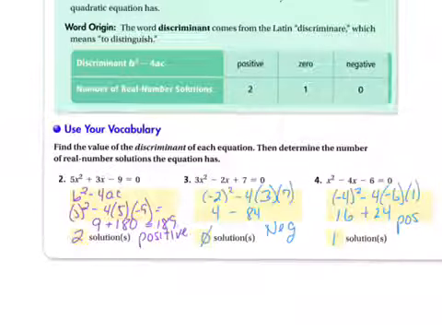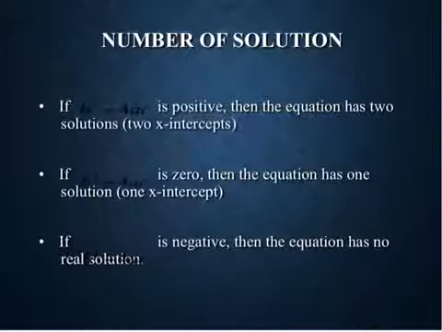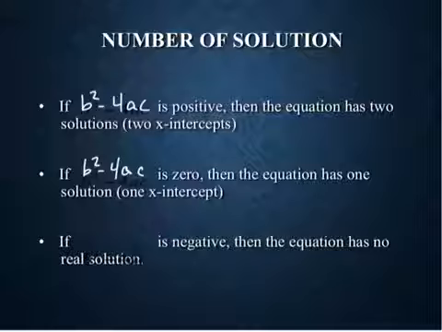How did you do? Well, if you have any questions, make sure you bring them to class. When you're looking for solutions, it's nice to know how many solutions you're looking for. So if the discriminant, b squared minus 4ac, is positive, then the equation has 2 solutions, 2 x-intercepts, 2 places where it crosses the x-axis. If b squared minus 4ac is 0, then the equation has 1 solution. It crosses the x-axis at 1 location. If b squared minus 4ac is negative, then the equation has no real solutions. It does not cross the x-axis.